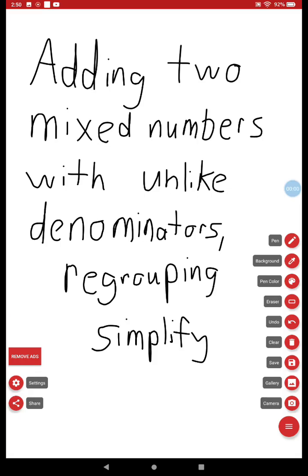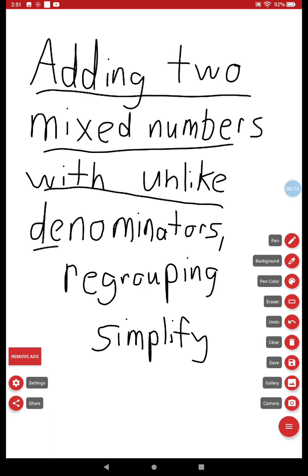All right, fifth grade. Today we are continuing on in our week 11 math lessons. Today we're going to work with the same idea of adding two mixed numbers that we did for the past two lessons, with unlike denominators like what we did last lesson. But now we're going to add this part of regrouping.